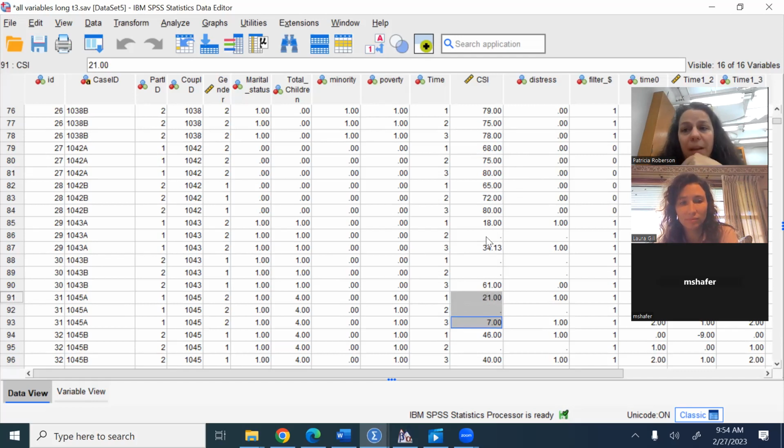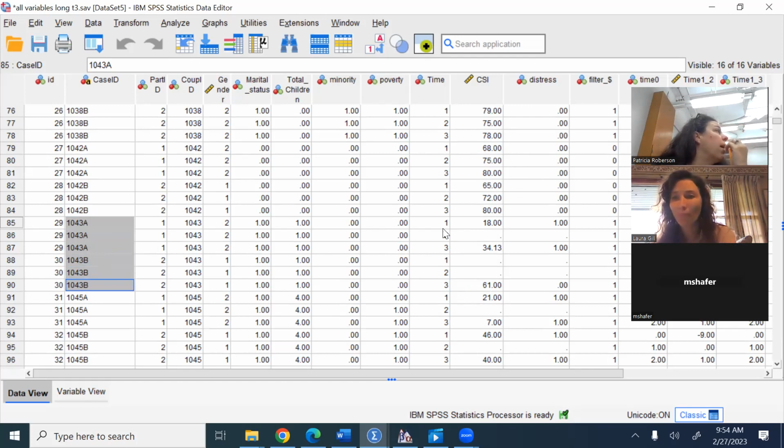And just to complicate things, this data is long because it's couple level data too. So you see the 1043 A and B, that's partner A and partner B. So this would actually go into a 3-level multi-level model: time points nested within individuals, nested within couples.